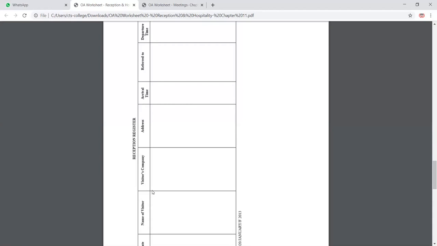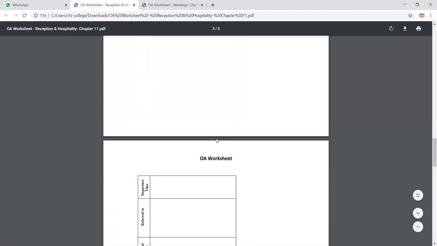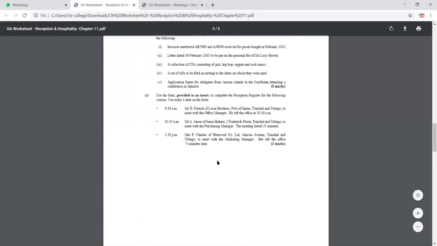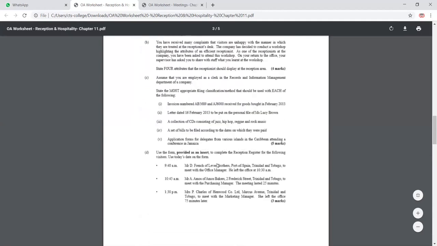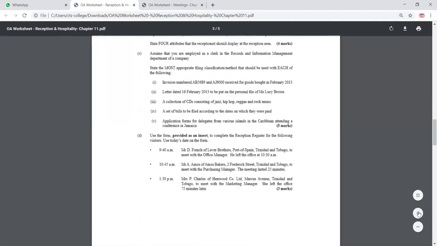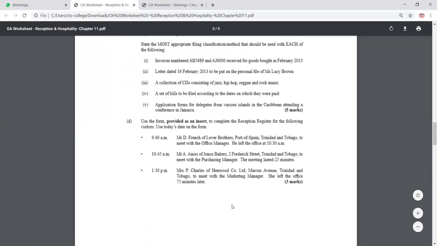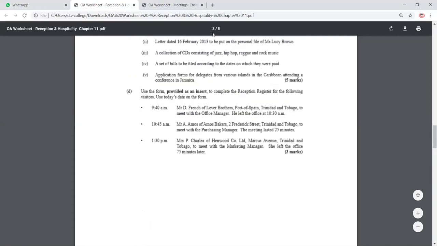All right. And when you're finished, I want you to scroll back up to the question so we can see the question to start filling it out, because you all have it drawn up already. So we're just going to start filling it out, right? It will be the same date for everybody, because the question at the top tells you where you are with the arrow: it said use today's date on the form.